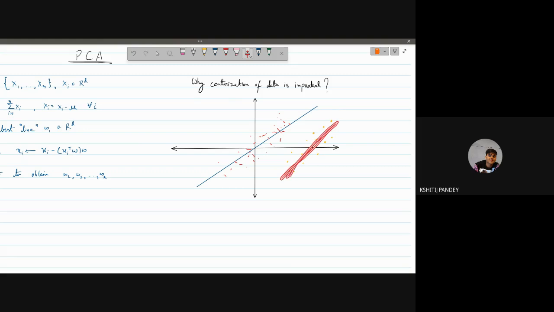Is this a good line to fit the data, or this? Sorry, x-axis. The slanted one is better. This one, right? Yes. A line like this. But our algorithm only gives you a line passing through the origin.